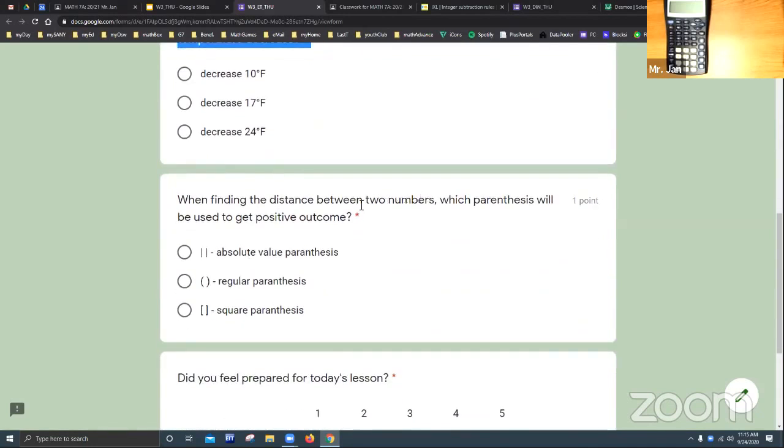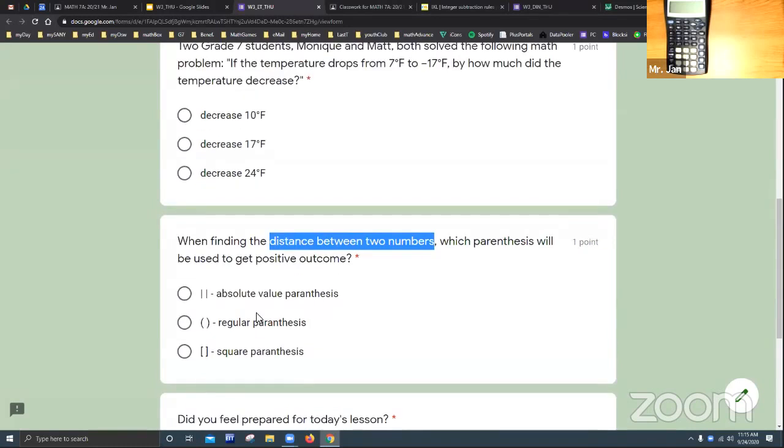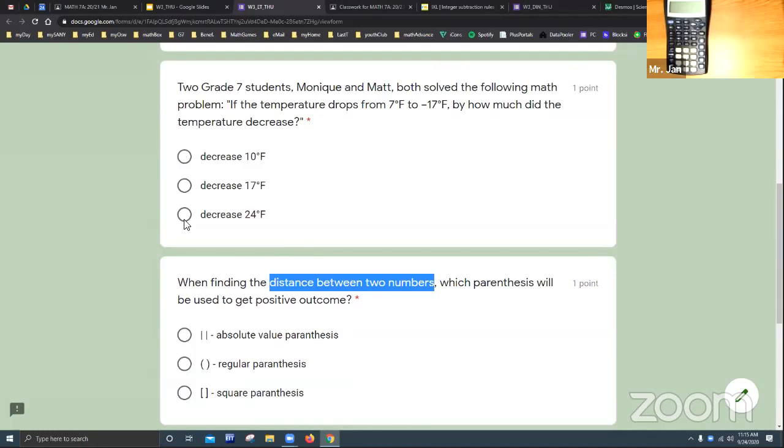And one more thing, when you get the distance between two numbers, what kind of parentheses do you use? Absolute value, regular parentheses, or square parentheses? So there are only two questions. Before you go, please make sure you do this and turn it in, okay?